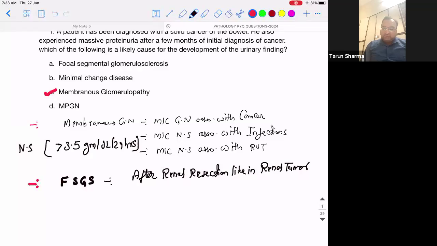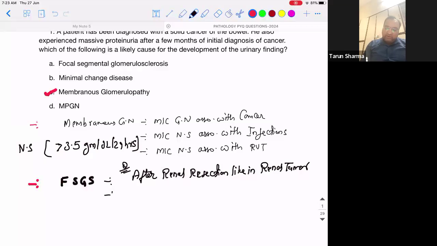So this question was there in exams again. They asked about a 20-year-old male who is suffering from a renal tumor present at one of the poles of the kidney, and the patient went for a partial renal resection for the tumor. After certain years, the patient is now presenting with proteinuria of 4 gram per deciliter. What is the type of pathology in that kidney? The answer was FSGS, because the patient went for the renal resection.